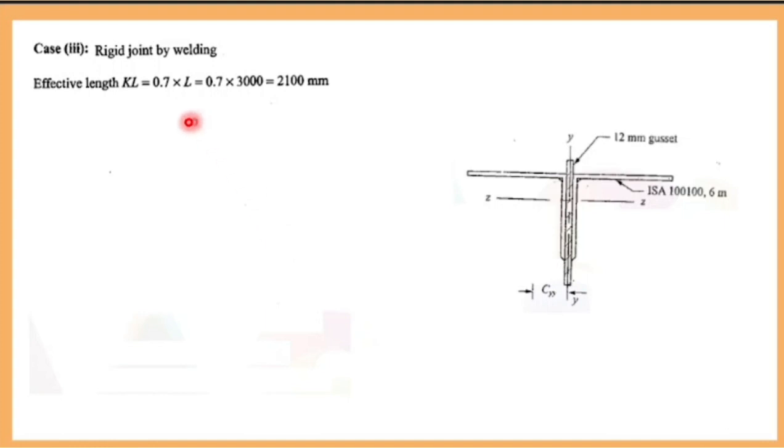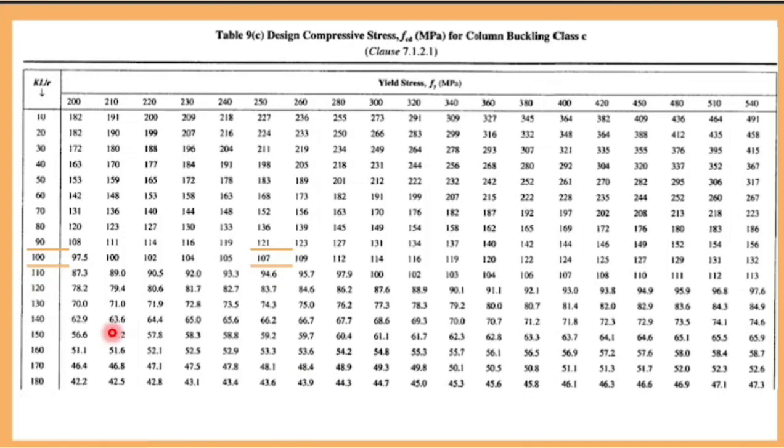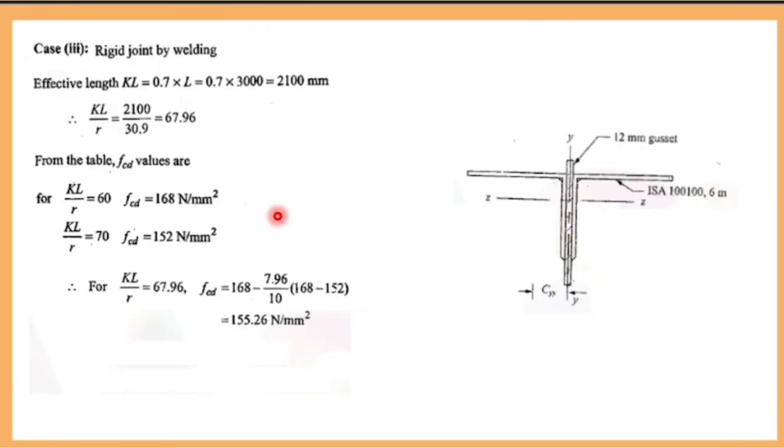Here it is taken as 0.7. You can take 0.7 or 0.65, both you can take. If you are taking 0.7 L, you will be getting 2100 divided by 30.9, which will be 67.96. Your value will be around 60 to 70. For 60 you got 168, for 70 it is 152. 155.26 is your answer, and you can multiply with the area, giving 362 kilonewton.